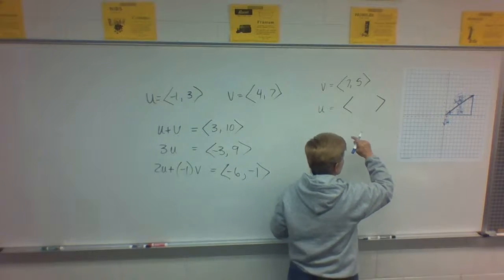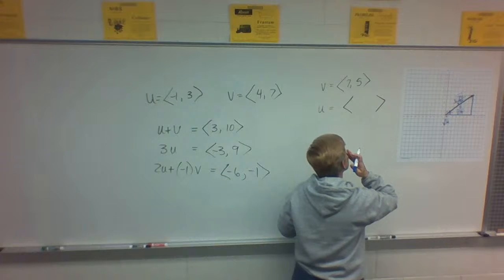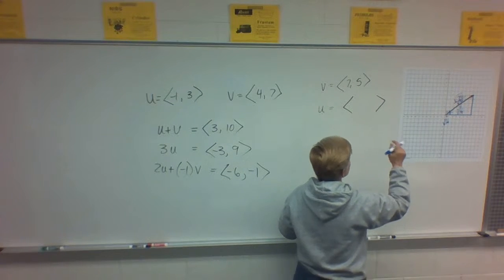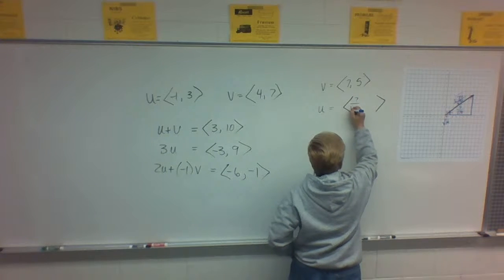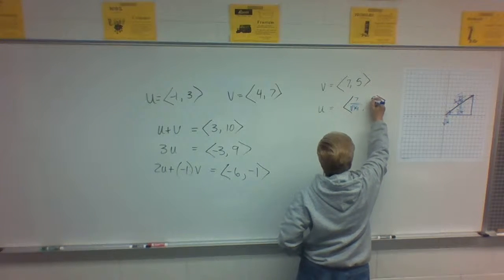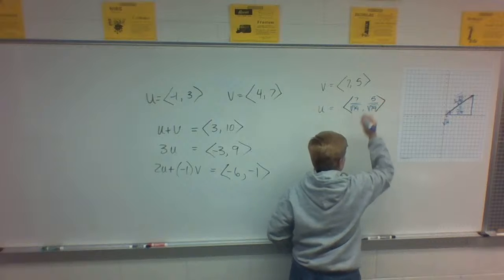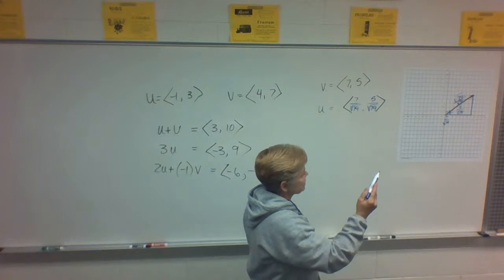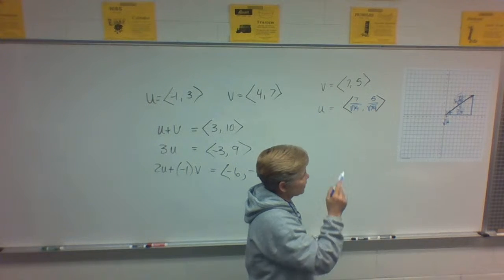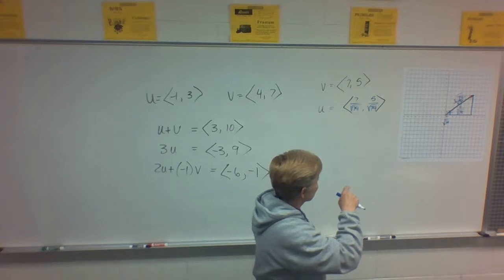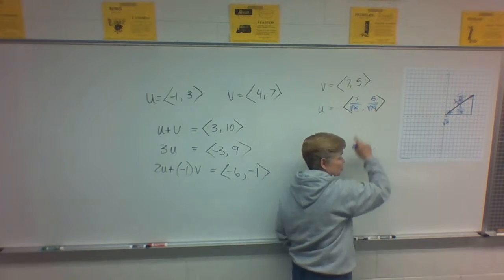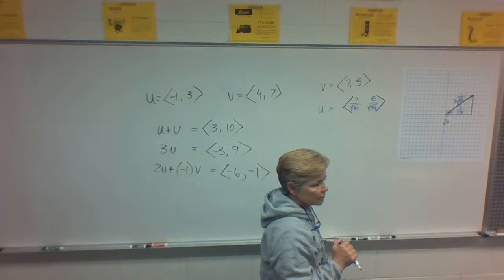The component form of the unit vector for this is 7 over the square root of 74, comma, 5 over the square root of 74. Because I had to cut the hypotenuse down by root 74, I've got to cut the sides down by root 74. And it is the sides that make up the component form. This is the horizontal side, this is the vertical side. Does that make good sense?